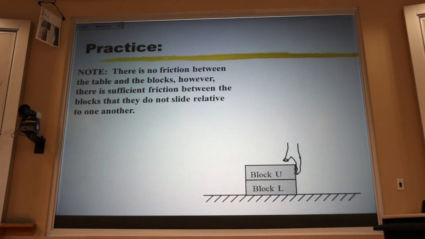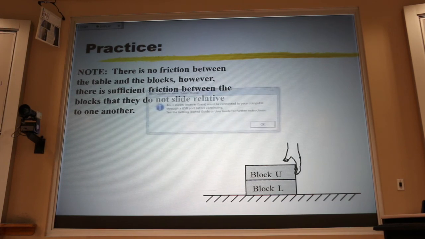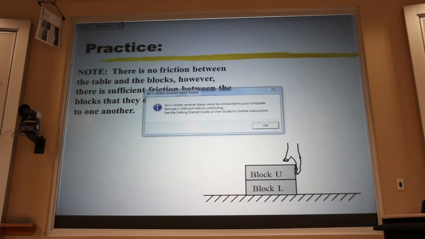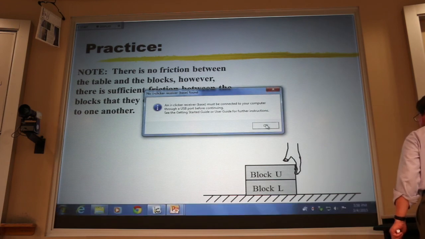In this problem, there's no friction between the table and the blocks. There's plenty of friction between the blocks so that they move together as one unit. And so if I draw free body diagrams, always the first step, the free body diagram, oh my goodness, I'm sorry.